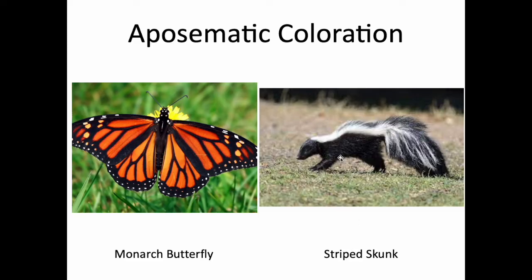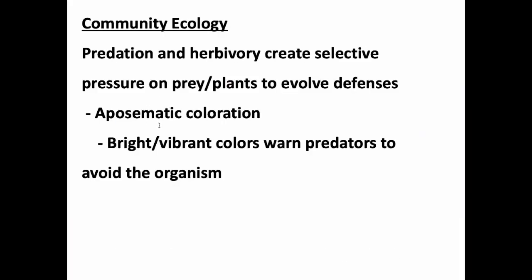Here's the striped skunk. You see this thing, you know not to mess with it. It's got the bright white fur, the dark black fur, and that very sharp contrast between those two colors. That's a very clear warning sign. Don't mess with this thing. So the exact opposite of trying to hide, aposematic colors is warning predators to stay away.